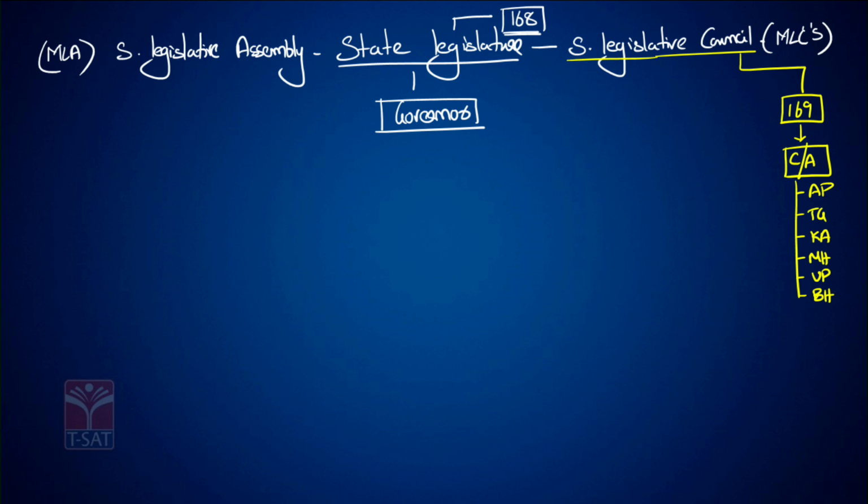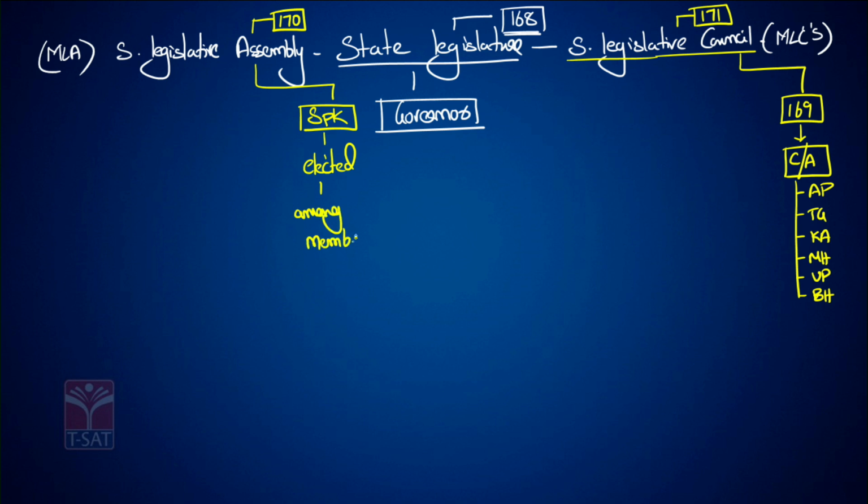Article 170 defines the composition of the assembly. 171 talks about the composition of the council. The head of the assembly is the speaker, who is elected among the members.